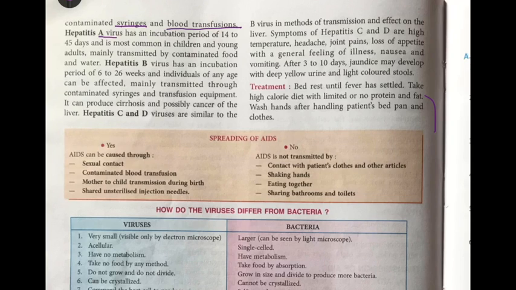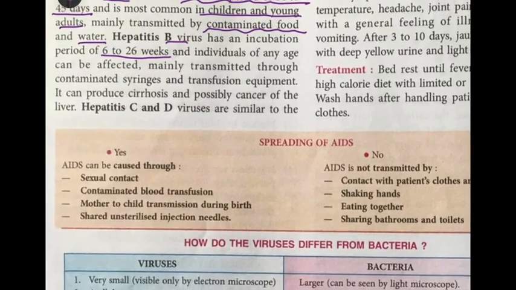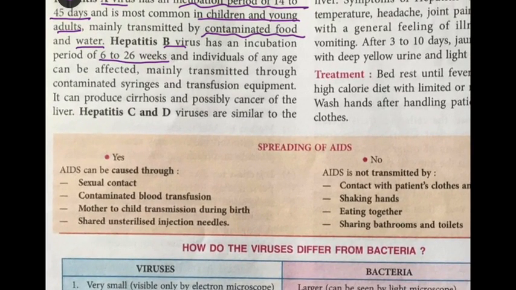Hepatitis A virus has an incubation period of 14 to 45 days, and it is most common in children and young adults, and it is transmitted by contaminated food and water. Hepatitis B has an incubation period of 6 to 26 weeks. Individuals of any age can be affected, so it can affect anyone. It is mainly transmitted again through contaminated syringes and transfusion equipment. It can produce cirrhosis and possibly cancer of the liver. That is, the liver will be destroyed very slowly.